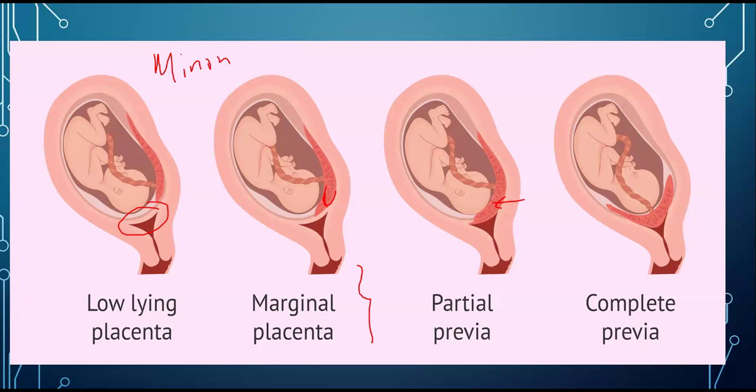Partial previa is when it covers most of the internal os. And when it covers the full internal os like this, that's complete previa. So this is grade 3 and grade 4. That's what we call major placenta previa. Definitely, major placenta previa has a high risk of bleeding, and also the management is different from minor to major.